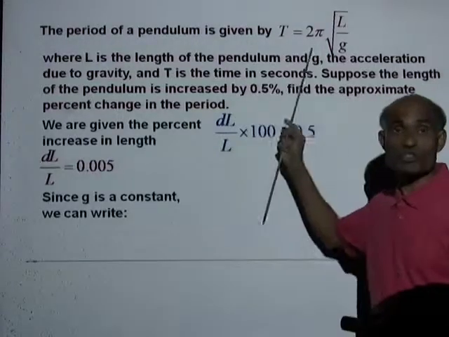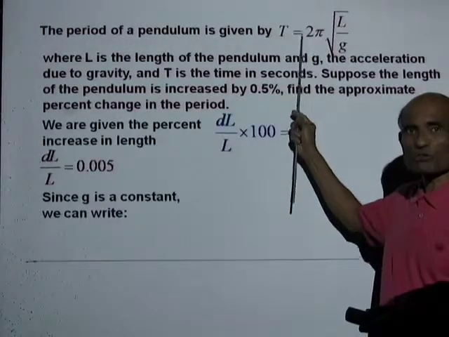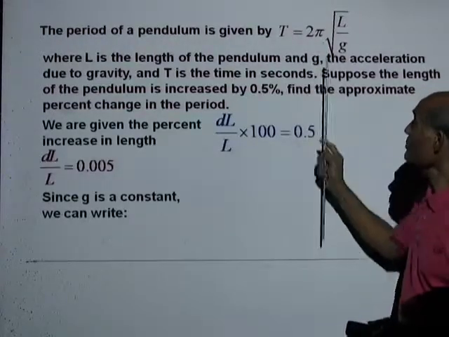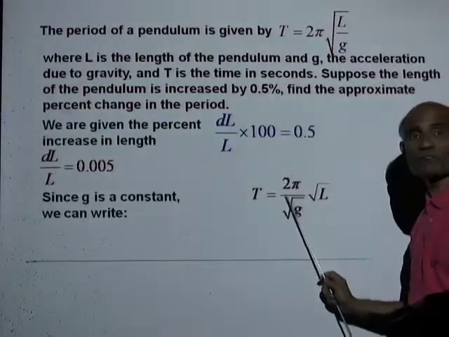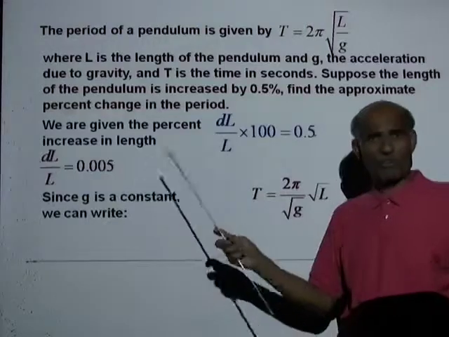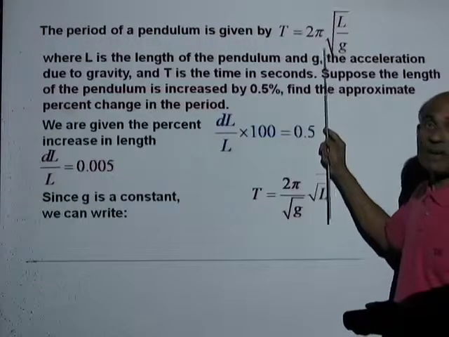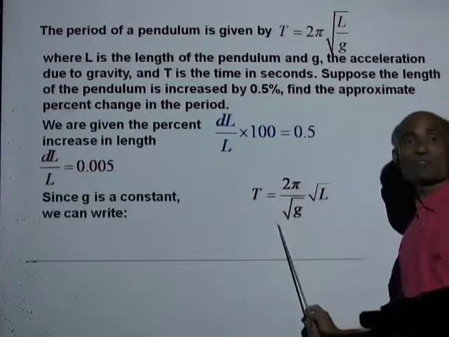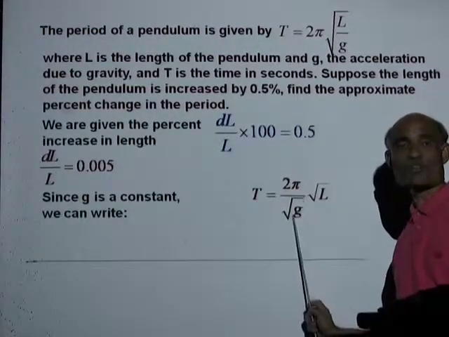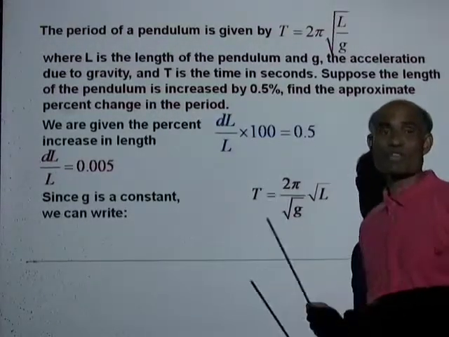Now, since G is a constant, can you rewrite this equation by taking that G out and writing it with 2 pi? Look at the way I wrote it. I can write this equation as T equal to 2 pi divided by square root G times square root of L. That's simple enough, is that right? Because square root of L over G is square root of L divided by square root of G. And I wrote 2 pi divided by square root of G because that's a constant quantity, times square root of L. When L changes, the period changes.